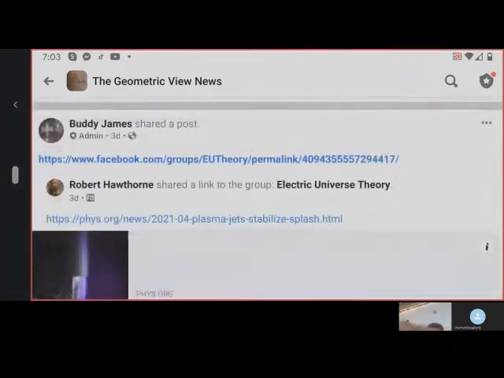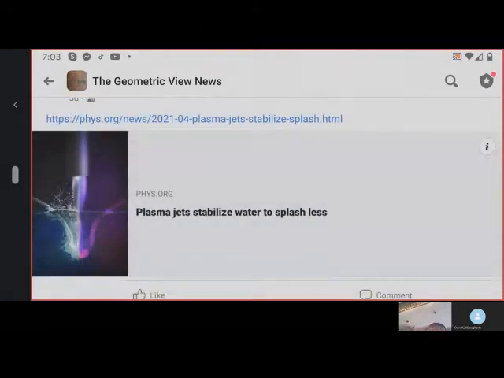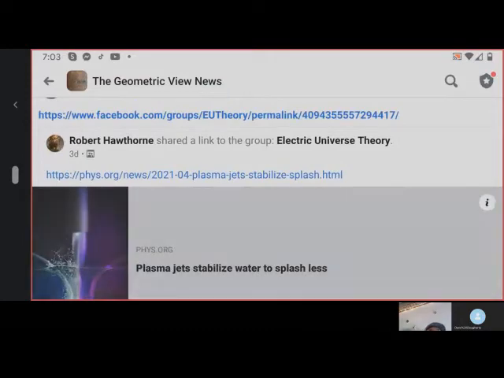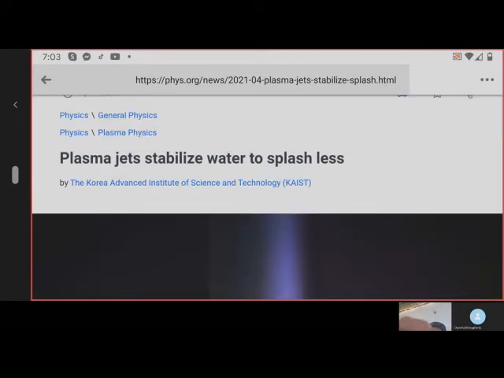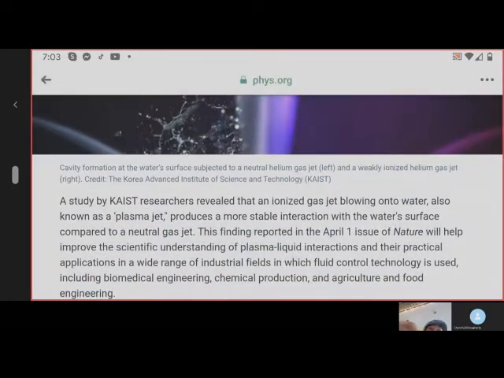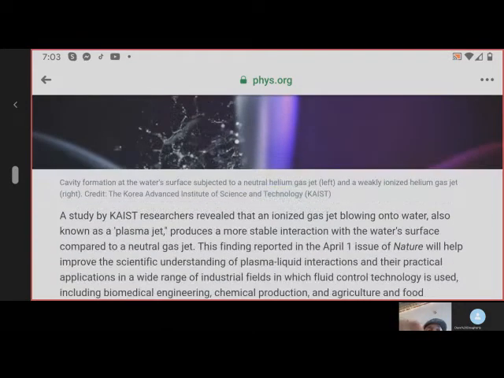This looks really cool. Plasma jets stabilize water to splash less. A good friend of mine, Robert Hawthorne, posted that on Electric Universe Theory. Plasma jets stabilize water to splash less. It's gorgeous. Cavity formation at the water's surface subjected to neutral helium gas just left and a weakly ionized helium gas just right. Credit the Korea Advanced Institute of Science and Technology.